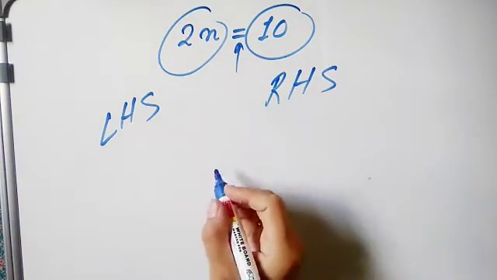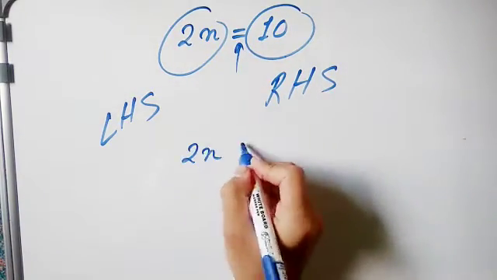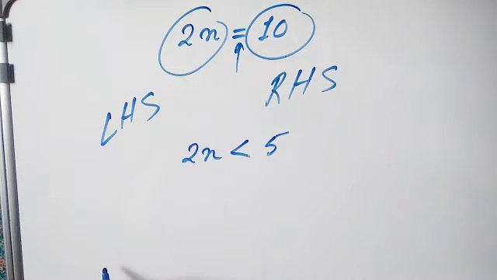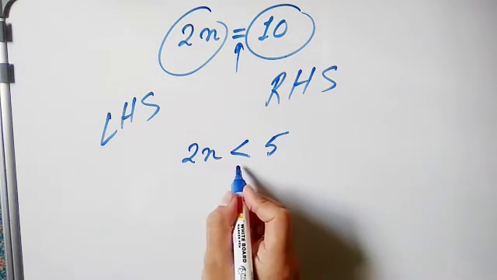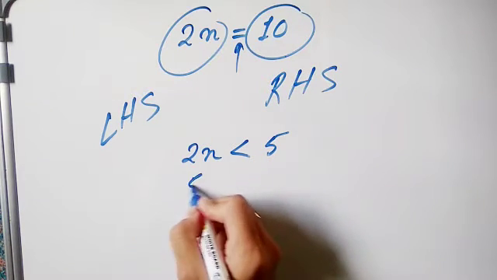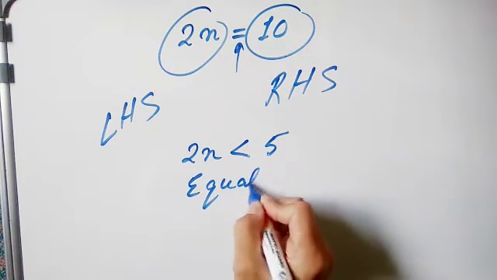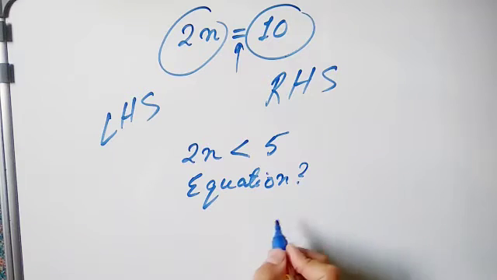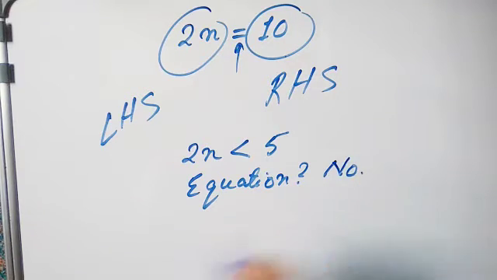What about if I say twice n is less than 5? Twice n is less than 5. Is this an equation? Yes or no? Is this twice n less than 5 an equation? No, this is not an equation.